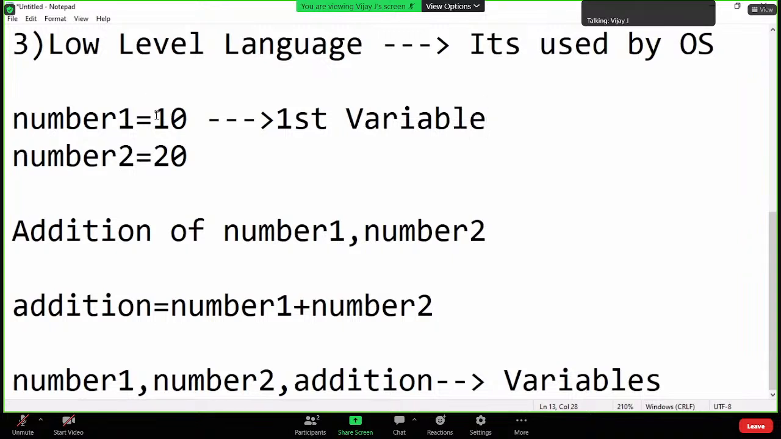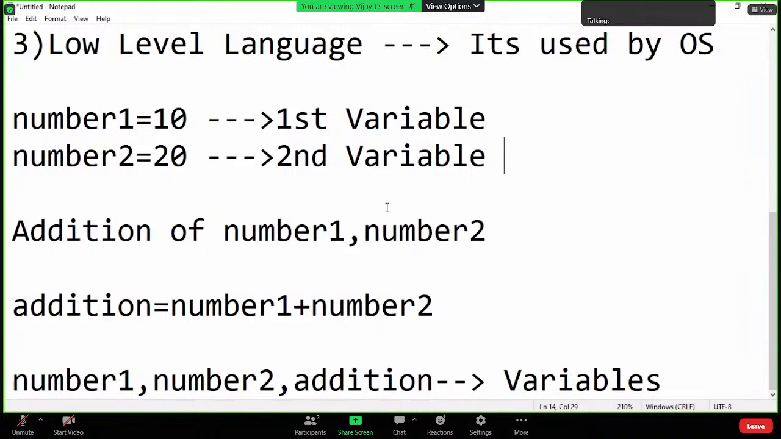So what data am I storing? I'm storing the data of 10. In a similar way, we are finding something like a second variable, number 2. What data are we writing? We are storing the value of 20. Okay. But what operation are we performing?